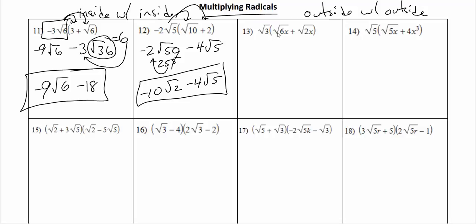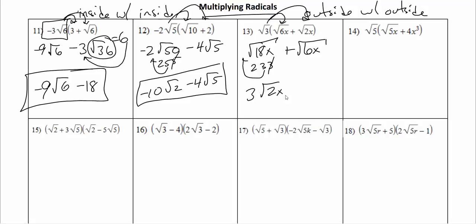Number 13. Again, inside with inside, outside with outside. So here we go, boom, boom. That's root 18x plus root 6x. Now, 18 is 2 times 3 times 3, so a 3 pops out and a 3 gets crossed off. So that's 3 root 2x plus root 6x, and that's your answer for that one. These aren't that bad, hopefully.